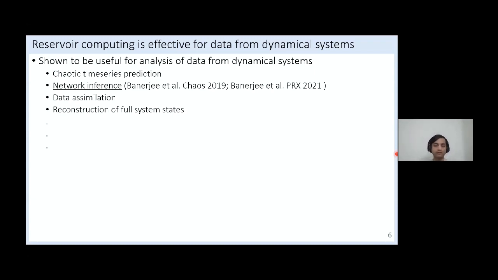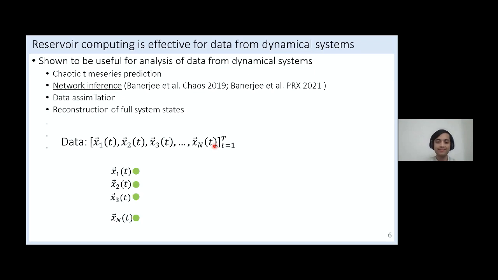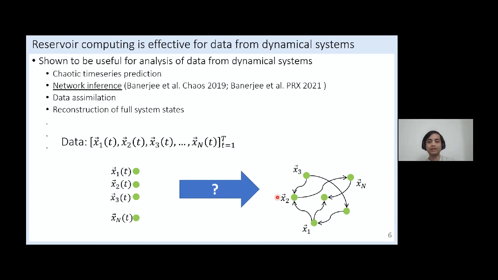So let me just state the problem first, right? What is the problem of network inference? The essential idea is that now, instead of just a single time series, you have n different time series as a part of your data. So you have x1 of t, x2 of t, all the way up to xn of t. And this data is coming from some set of nodes. But what you actually want is, instead of these nodes, the underlying system is actually some sort of a network. And so what you want to do is take the data and only the data and somehow infer what this underlying network structure was. So you want to get from here to here.